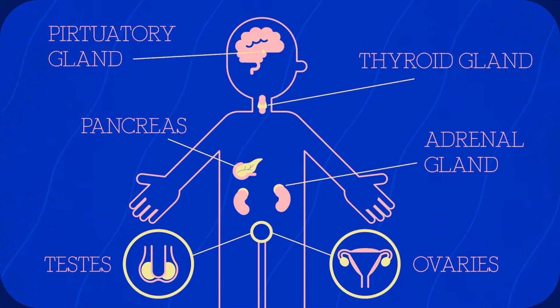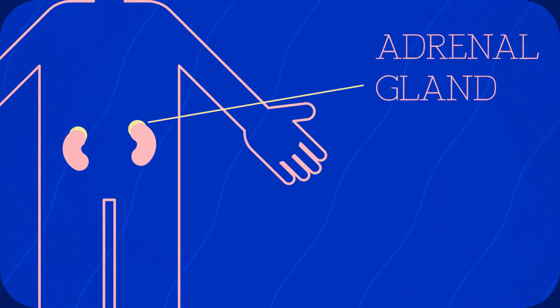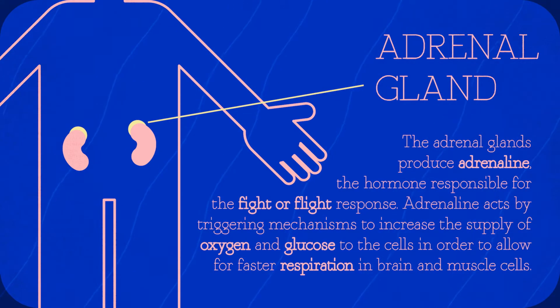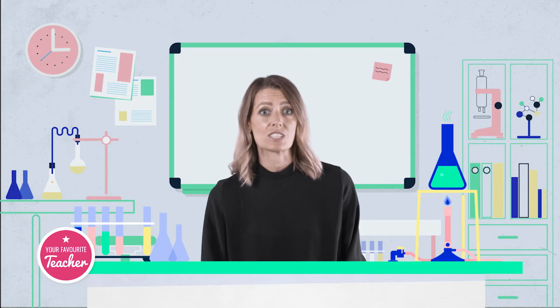The adrenal glands are located on the top of each of the kidneys on the left and right side of the body. The adrenal glands produce adrenaline, the hormone responsible for the fight or flight response. Adrenaline is released in response to scary or stressful situations. The brain detects fear or stress and releases adrenaline in response.